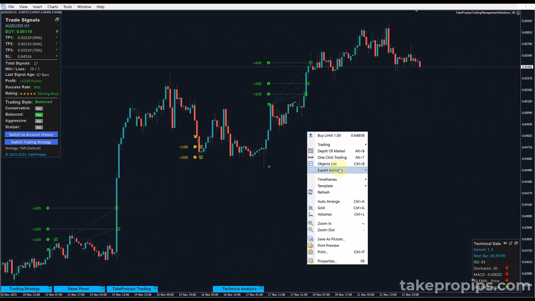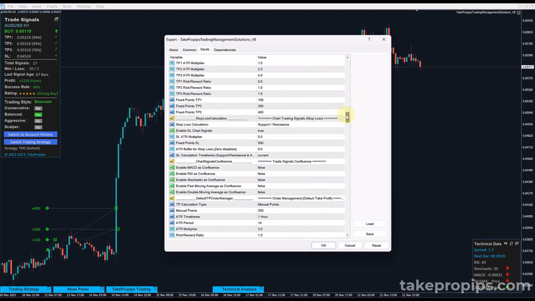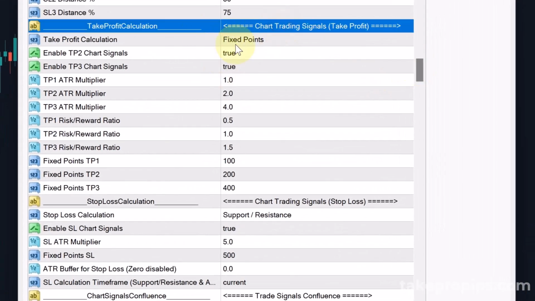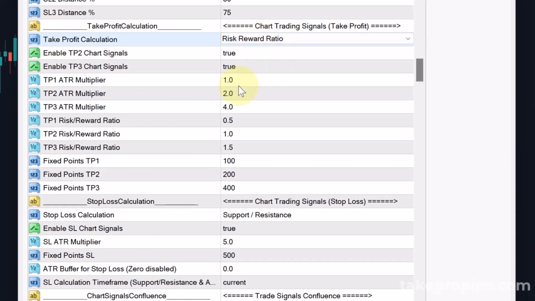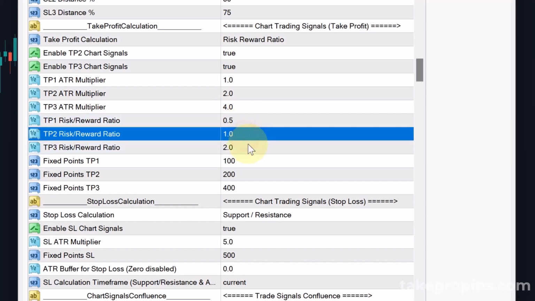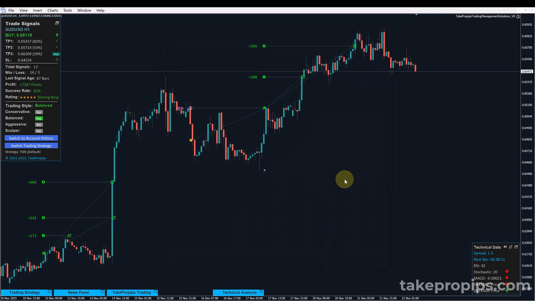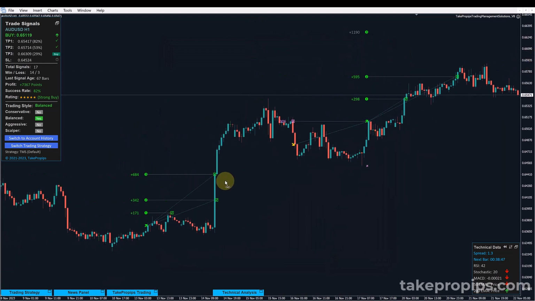If you prefer to set your targets based on risk to reward ratio, then you can also do so. Go back to the input settings and change the TP calculation to risk to reward ratio. Then set your preferred ratio for each TP. As you can see, the take profit targets will adjust automatically to always match the correct risk to reward ratio.